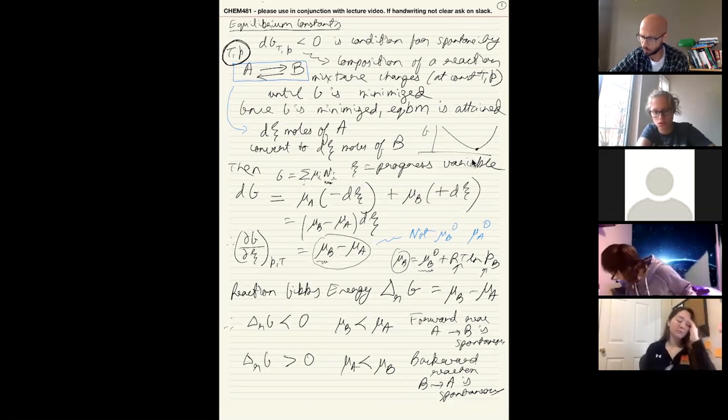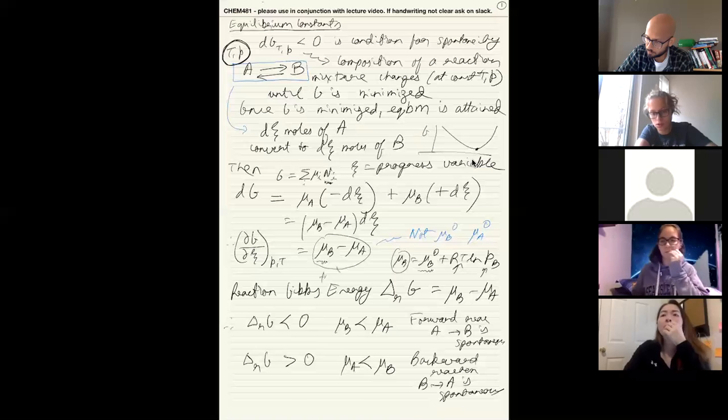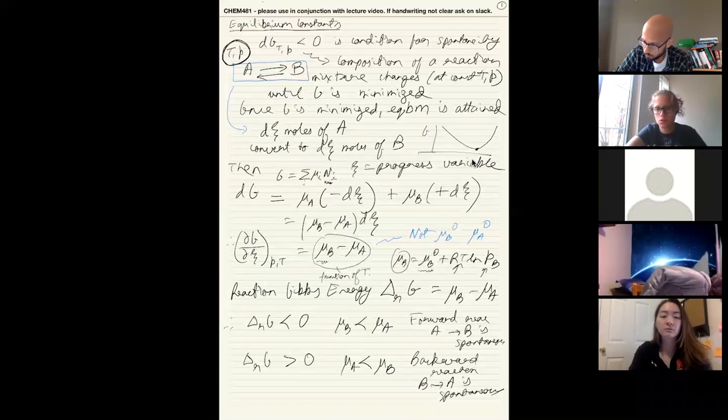Now let's take a closer look. So far I just mentioned that this is a function of temperature and pressure.